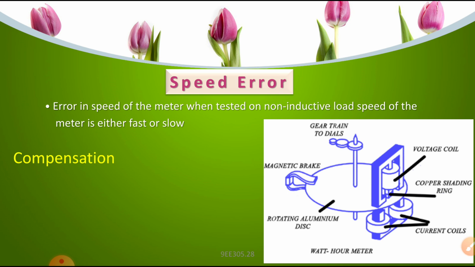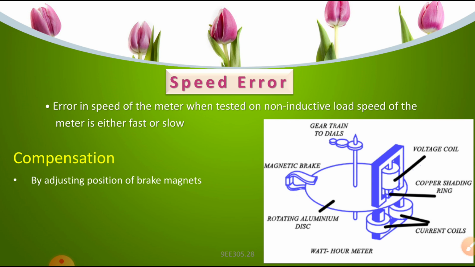Now, what is the compensation method? By adjusting the position of the brake magnet. So where is the brake magnet? That is a permanent magnet. Suppose my vehicle is moving very fast, I have to reduce my fuel, the accelerator should be reduced, and at the same time I am going to apply my brakes. Similarly, here the speed can change by changing the position of our brake magnet, a permanent magnet, inside and outside of the aluminum disc.